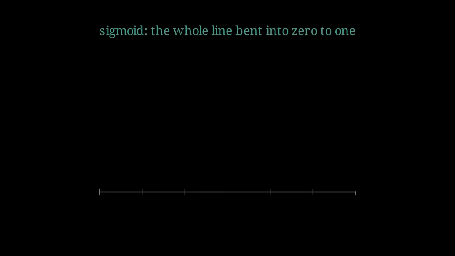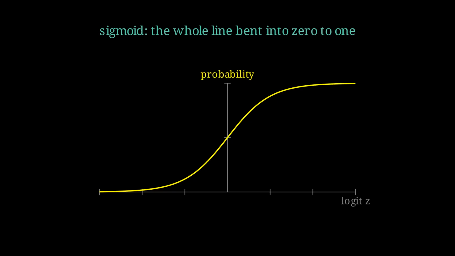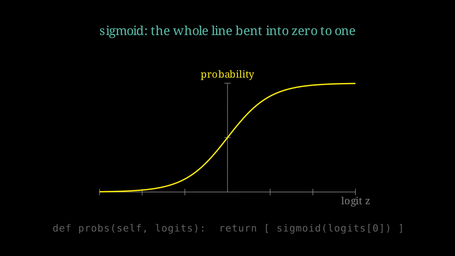Why a sigmoid in particular? Why not just threshold the score at zero? Because we want more than a hard yes or no, we want a probability. And a probability has to live between 0 and 1. The sigmoid bends the entire number line into that interval. A large positive score comes out near 1, a large negative score near 0, and a score of exactly 0 lands right at 1/2. In the code, the prediction is a single line, the sigmoid of the logit. That number is the model's confidence that this point belongs to class 1.